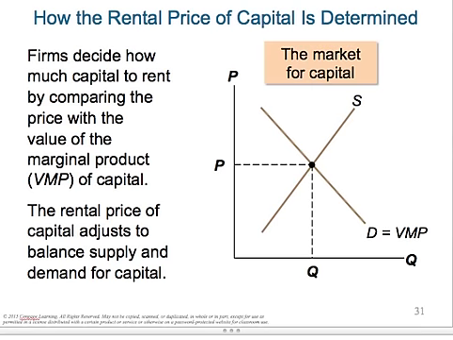Now, how the rental price for capital is determined, again, same thing with supply and demand being analogous to the value of marginal product. So I buy one more unit of capital. What does that get me? The firms decide how much capital to rent by comparing the price with the value of the marginal product of capital. Okay. The rental price of capital adjusts to balance supply and demand for capital. Again, there's a market for land, there's a market for wages, and there's a market for capital.